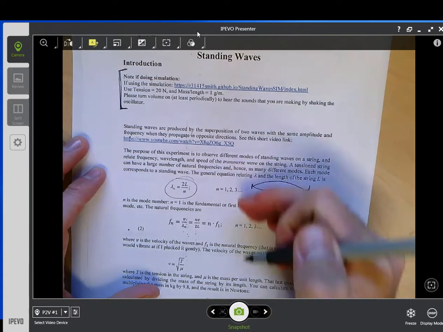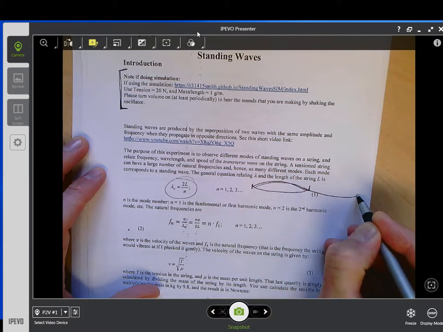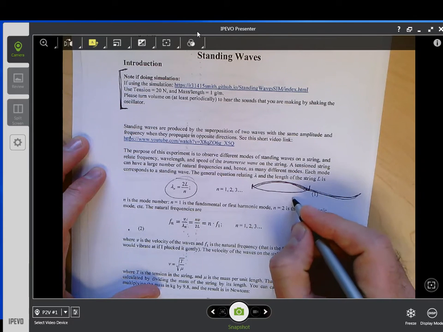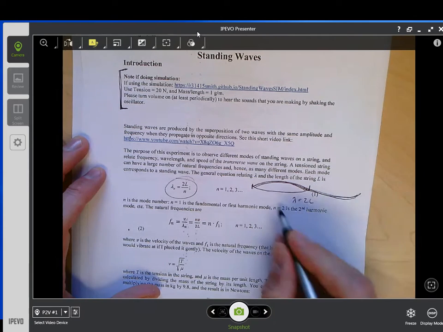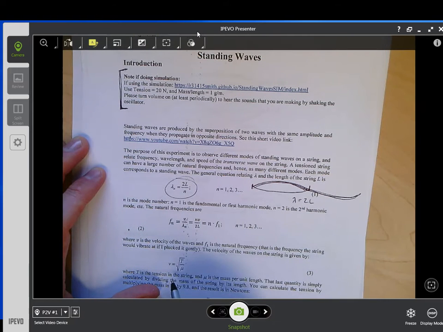So it'll go up, down, up, down. In that case, we can see that this is 1/2 of a wavelength. So one full wavelength actually takes up 2L. So if a wavelength is equal to 2L, this is our first mode. And so you can see when n equals 1, we have 2L as our wavelength.